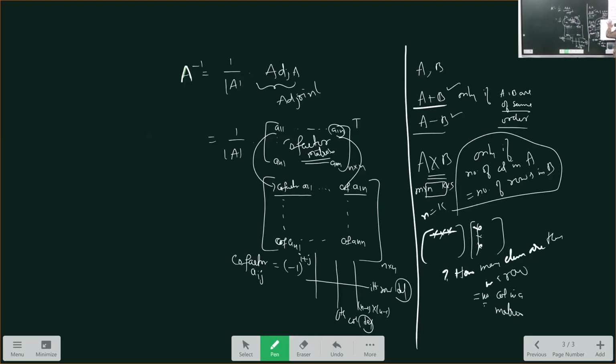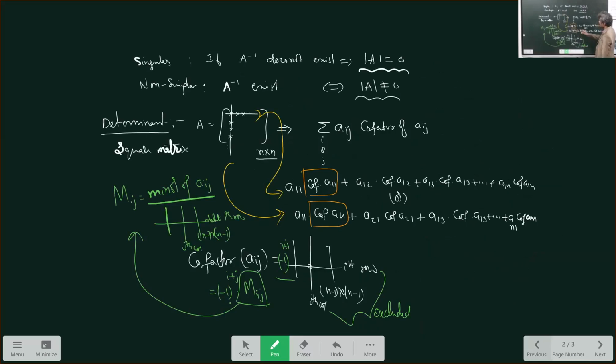Sir, how to calculate det A? Already we mentioned that the determinant of A, of an n cross n matrix, is expanded by the sigma of this one. For example, I am writing 1, 2, 3, 4, 5, 6, 7, 8, 9 for a 3 by 3 determinant. It is expanded by 1 into the cofactor of this element, which is minus 1 to the power of 1 plus 1, times the determinant excluding the first row and first column, that is 5, 6, 8, 9. I am not simplifying, I am giving the expression.